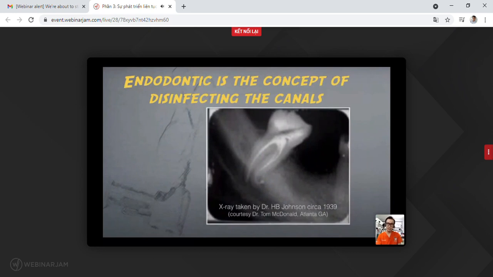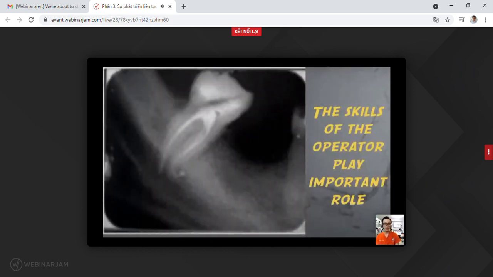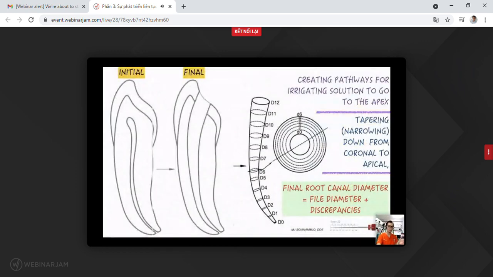And endodontics is not a new concept. This is the concept of disinfecting the canals. From the very first, endodontic science aimed to remove the bacteria and any content from the root canal, so that it can be cleaned and filled, the tooth stays there, and the apical periodontitis is gone. So this is it. The skills of the operator play an important role, not the files. But you have to know what files you are using before starting to apply endodontic treatment on your patients.